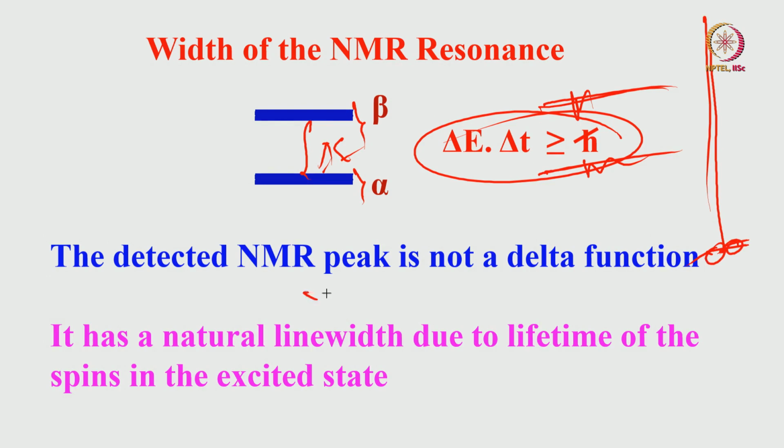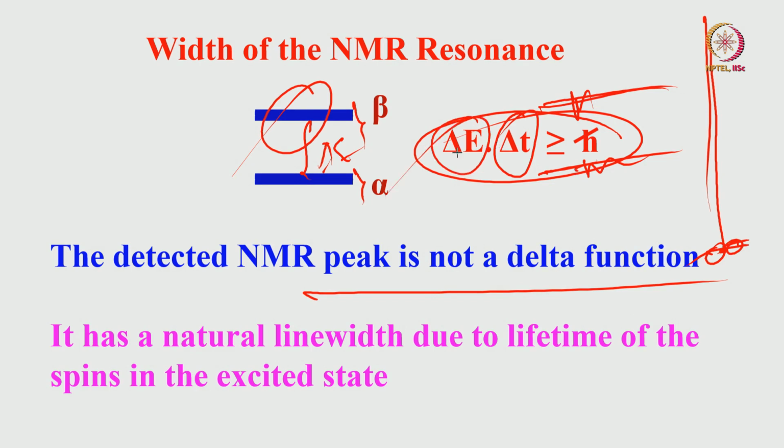The NMR signal is not a delta function because it has a natural line width. Why is this natural line width coming? It is due to the lifetime of the spins in the excited state. How long it stays in the excited state, okay? That is what defines the width of the NMR peak. If delta E is larger, then delta T may be smaller. If this is smaller, this may be larger, both are possible.